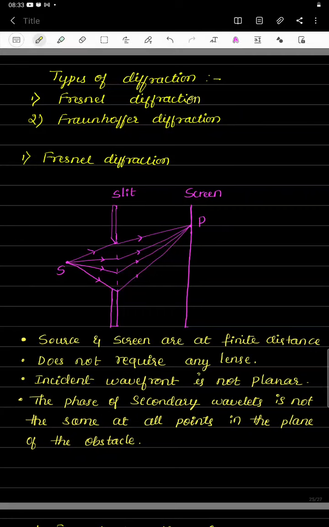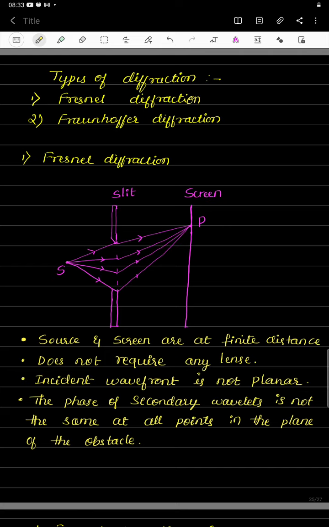Welcome students. In this class we will have discussions on types of diffraction. Diffraction phenomena are broadly classified into two types. One is Fresnel diffraction, another one is Fraunhofer diffraction. So let us discuss these two one by one. So first is Fresnel diffraction.